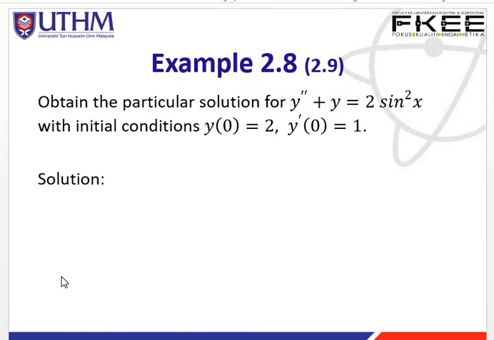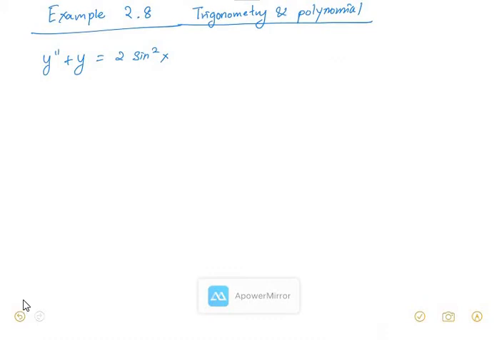condition is when x equal to 0, y equal to 2, and when x equal to 0, y prime equal to 1. So in order to solve this question, first of all, you need to find the yc, which is the complementary function of the homogeneous equation. So you have y double prime plus y equal to 0. So you assume it is a homogeneous equation first.